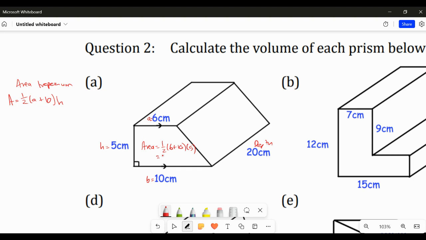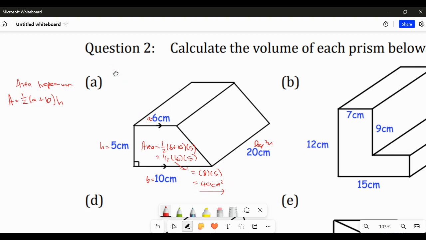We've got a half of 16 times 5. A half of 16 is 8, and 8 times 5 is 40. And so 40 centimeters squared is going to be the area of this front shape here.